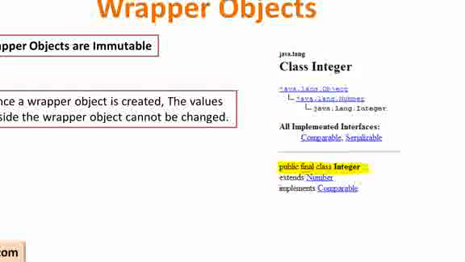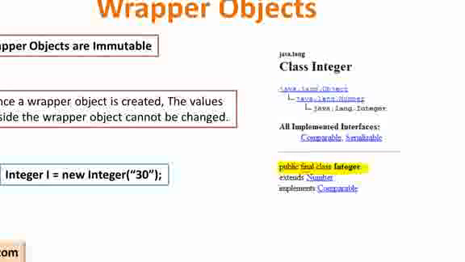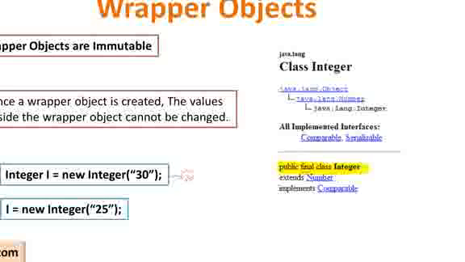Two things: the wrapper objects are immutable, and they cannot be subclassed. These classes cannot be subclassed. One way to create objects is to use the constructor. Here this particular statement creates an object with value 30 inside it, and this line will create another object with the value 25 inside it.